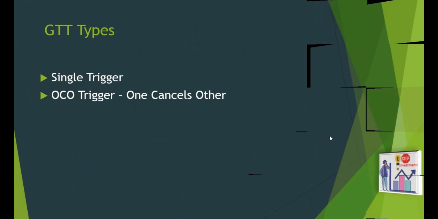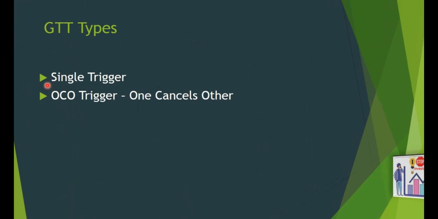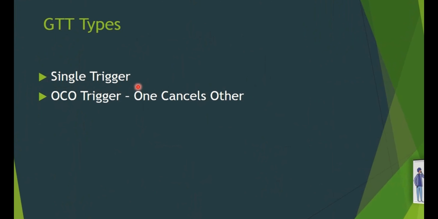There are two types of GTT features. One is single trigger, the other is OCO trigger, which means one cancels the other. Now we will see its types in more detail in Kite web. So first we will see the single trigger.